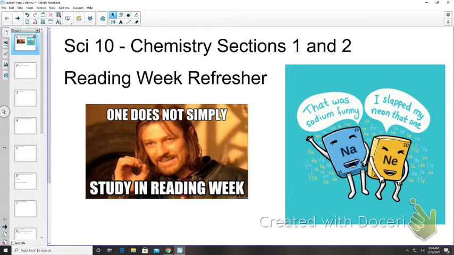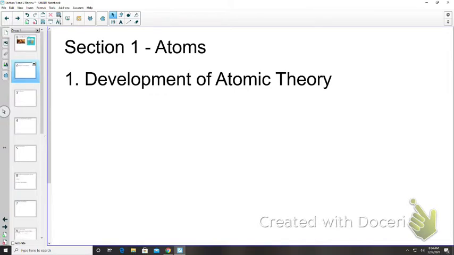Section 1, we started off with atoms. What is an atom? How can we model the idea of an atom? We had 4 gentlemen that we looked at in particular. Which was the first atomic model we looked at? Dalton's, very good. And what did that look like? Just a solid sphere.